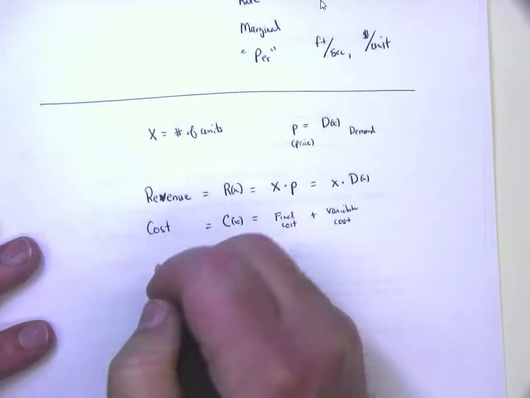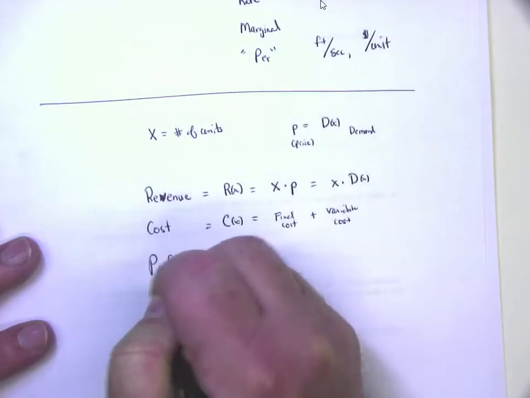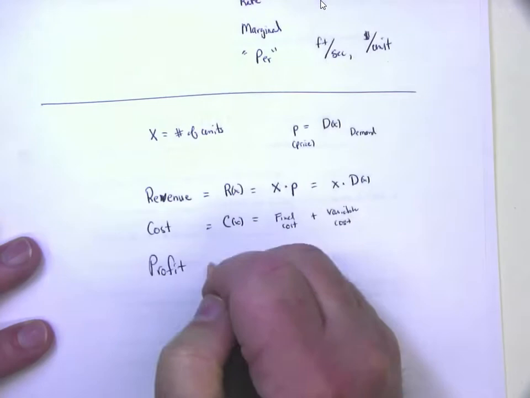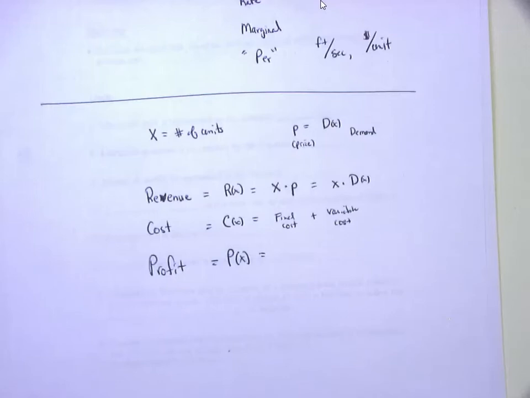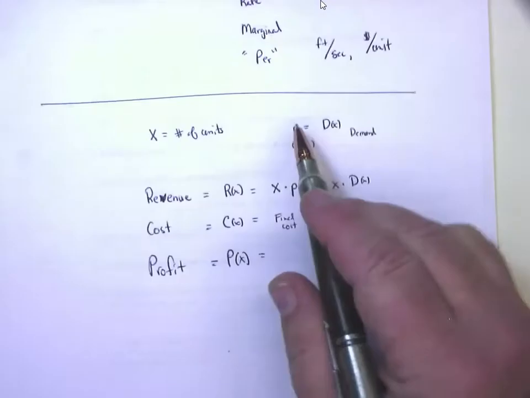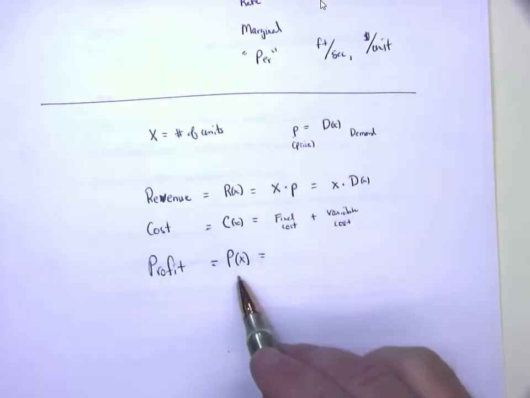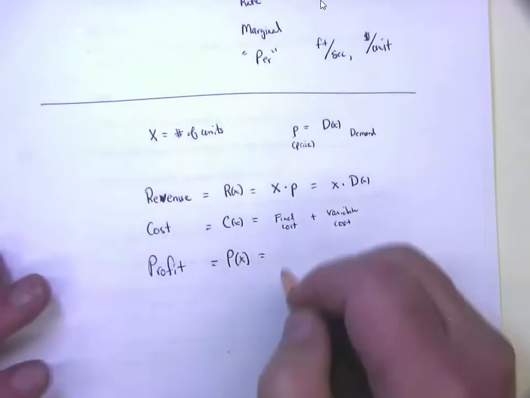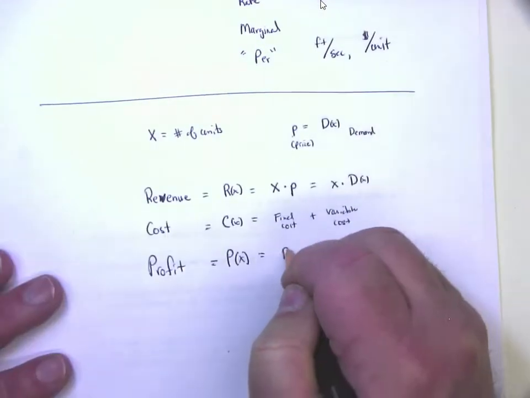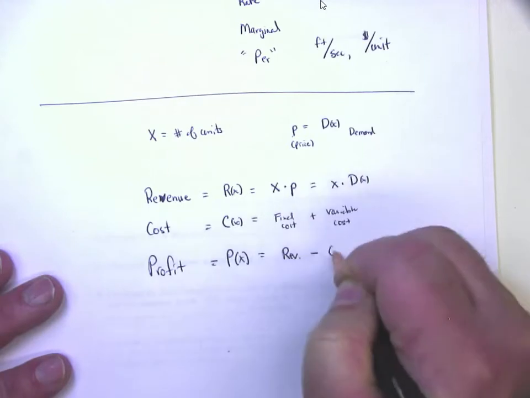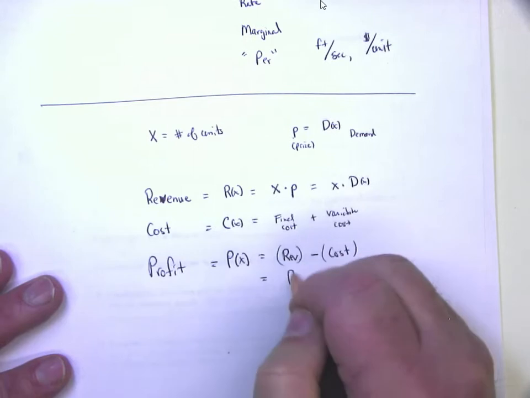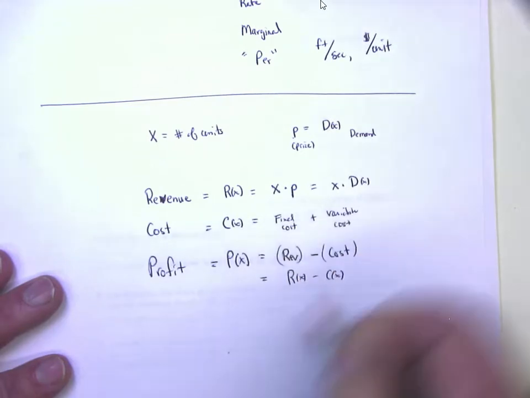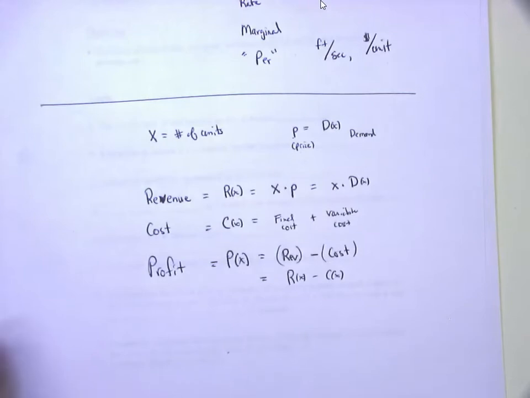And then the big deal is, what we're all interested in is profit. Profit is big P of X, so please pay attention to the size of the font we're using. A little p will be price. A big P will be profit. And the formula for profit is revenue minus cost. So P of X is equal to R of X minus C of X. I'm just getting you started in section 2.4, but this is a review of what we did before.